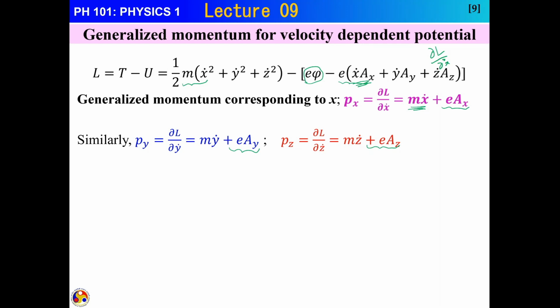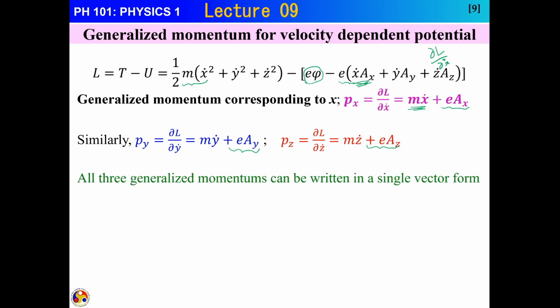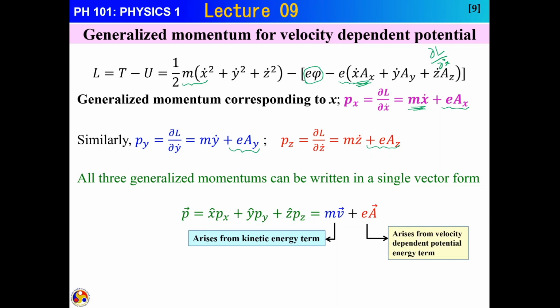Now, if you put all three in a generalized format, the generalized momentum can be written in a single vector form, which is nothing but P equals mv plus EA. You can easily understand that the first term is a typical mechanical concept arising from the kinetic energy term, but the second term is the very interesting part that comes out of the velocity-dependent potential energy term.